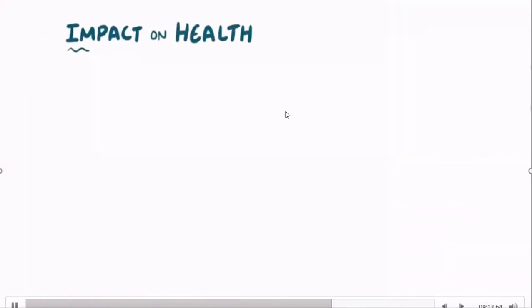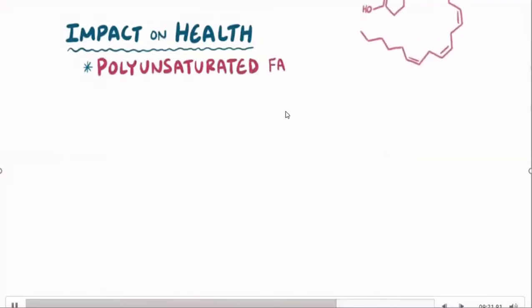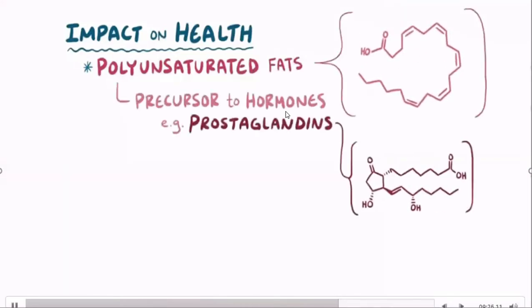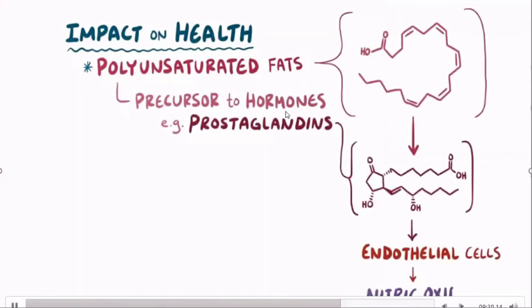Now, fats play a super important role throughout the body. They have a huge number of health benefits, and those benefits can vary by the type of fat we eat. For example, polyunsaturated fats are precursors for hormone-like molecules called prostaglandins that stimulate endothelial cells that line blood vessels to release nitric oxide. Nitric oxide is a vasodilator, so that decreases resistance to blood flow and in turn lowers blood pressure.